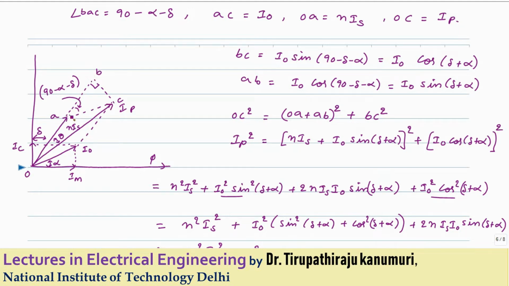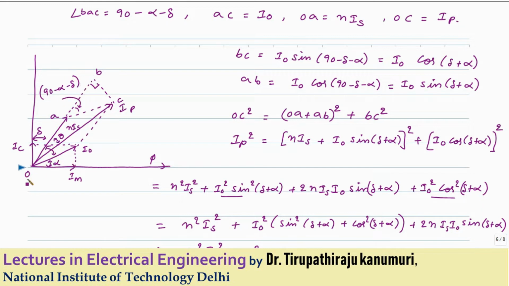AB will be equal to I0 cos of the angle. Similarly, BC will be equal to I0 sine of the angle. So what is this angle? You can clearly observe here, this angle is the angle between I0 and N times Is. That means this angle is the same as this angle, and the same angle will be here. The total angle is 90 degrees, so this angle will be equal to 90 minus, out of 90 you have to subtract alpha and delta. That's why this angle will be equal to 90 minus alpha minus delta.